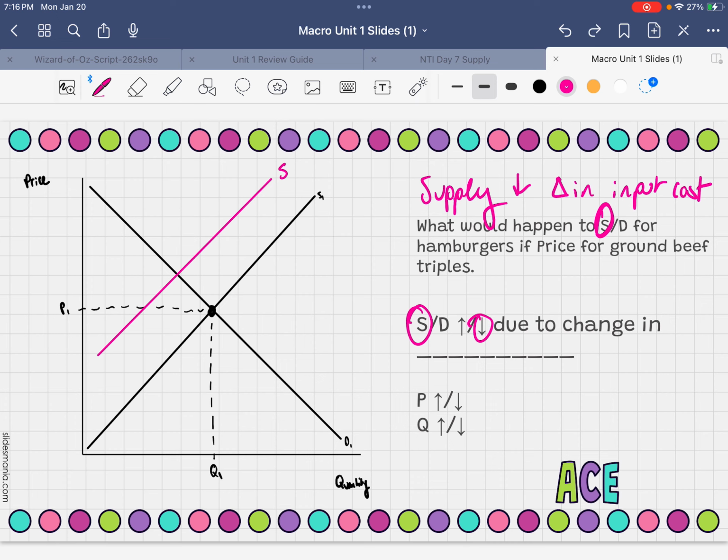Oop, that arrow's pointing up. I don't love that. Try and keep your arrows, you know what I say, perfectly perpendicular. Okay.